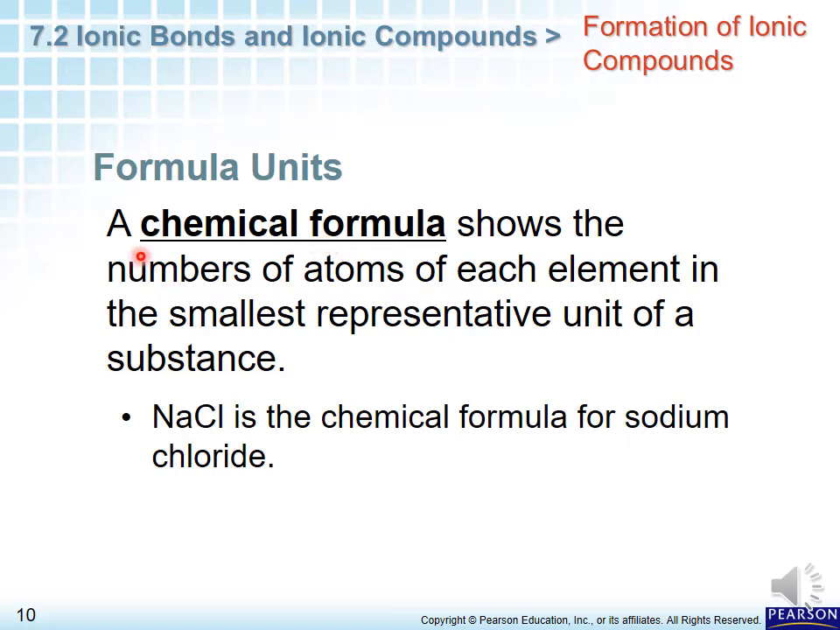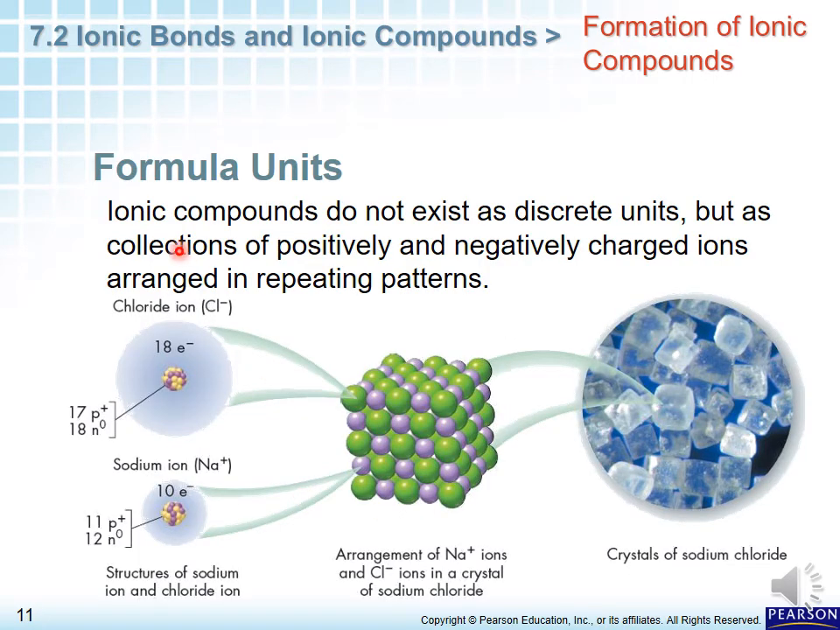Now look here. A chemical formula shows the number of atoms of each element in the smallest representative unit of a substance, such as NaCl, the chemical formula of sodium chloride. This chemical formula is also called the formula unit. So what is a formula unit? Ionic compounds do not exist as a discrete unit, which is a molecule, but as a collection of positively and negatively charged ions arranged in a repeating pattern.